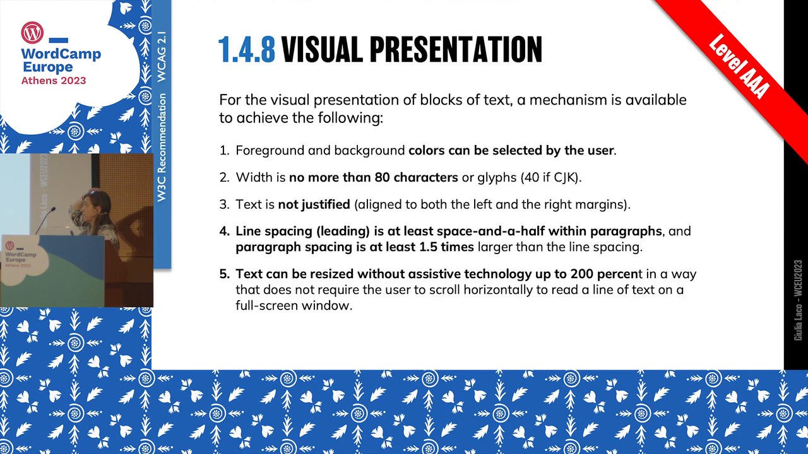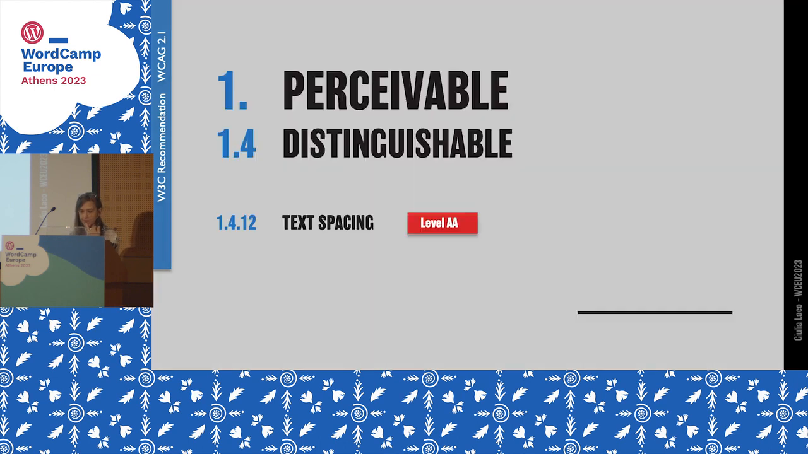Then you have one interesting consideration, and that is the width, no more than 80 characters in the Latin alphabet, or 40 with ideograms. Don't justify text, that we see later on. The line spacing, it's important, the space between the lines. And the possibility to resize the text we saw before. Okay, interesting things to say.